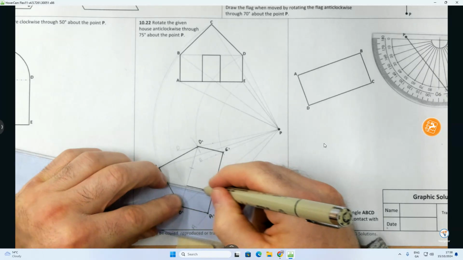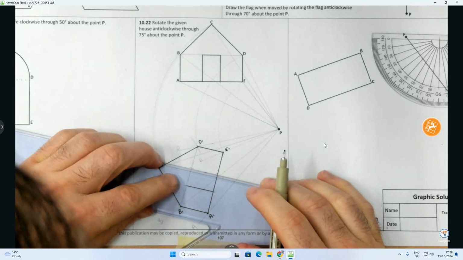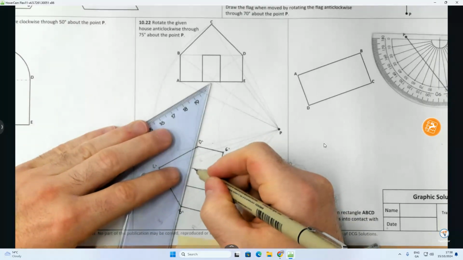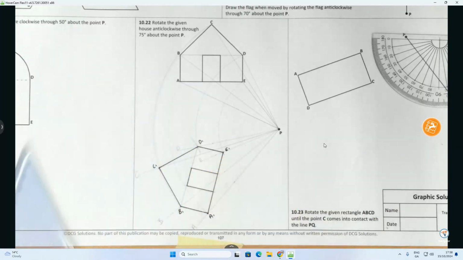Really easy. There is a bit of inaccuracy there. There we go. That there is the little house question, guys. Hope you find that helpful.